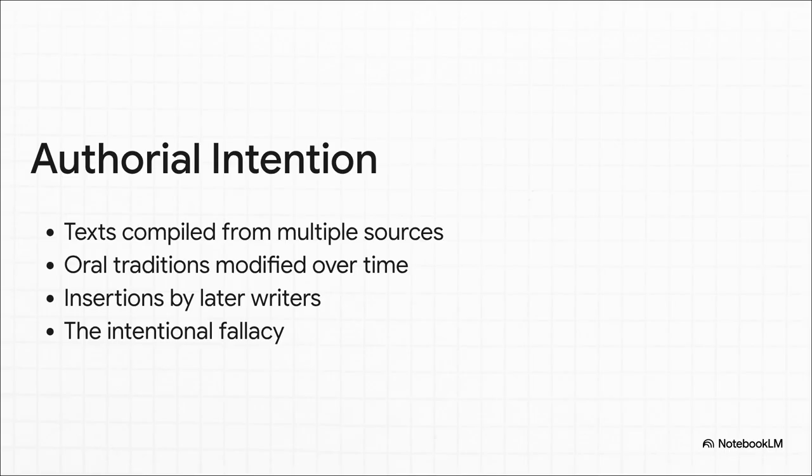Take the famous Christ hymn in Philippians 2, for example. Scholars actually think Paul inserted that into his letter from an entirely separate earlier source. And if that wasn't enough, literary critics warn us about the intentional fallacy. That's the idea that even if an author explicitly tells you their intention, it doesn't actually limit or dictate the final complex meaning of the text itself. It's like a giant puzzle.